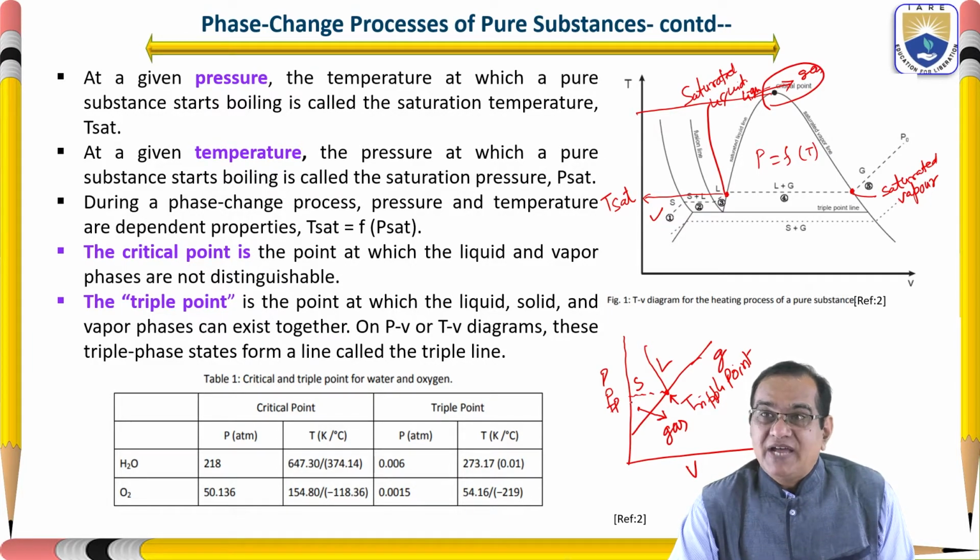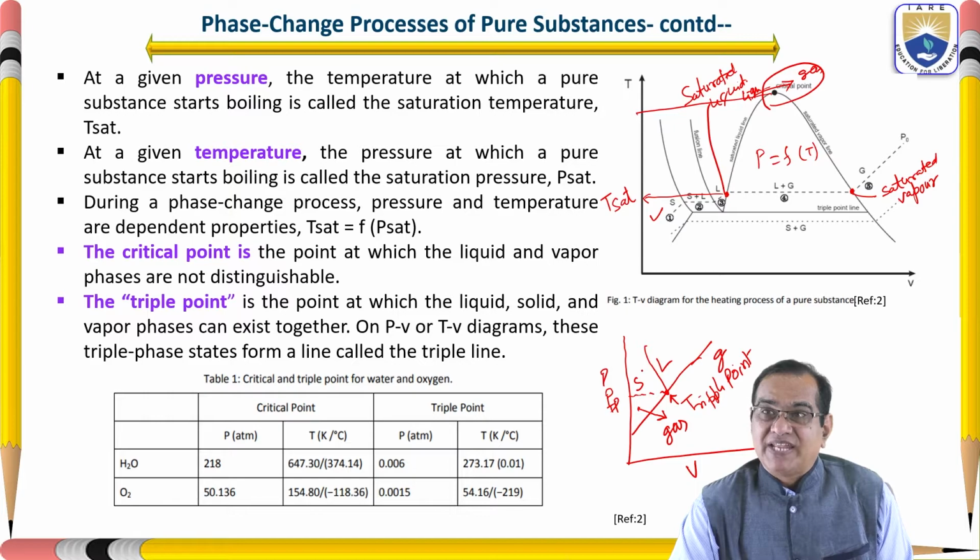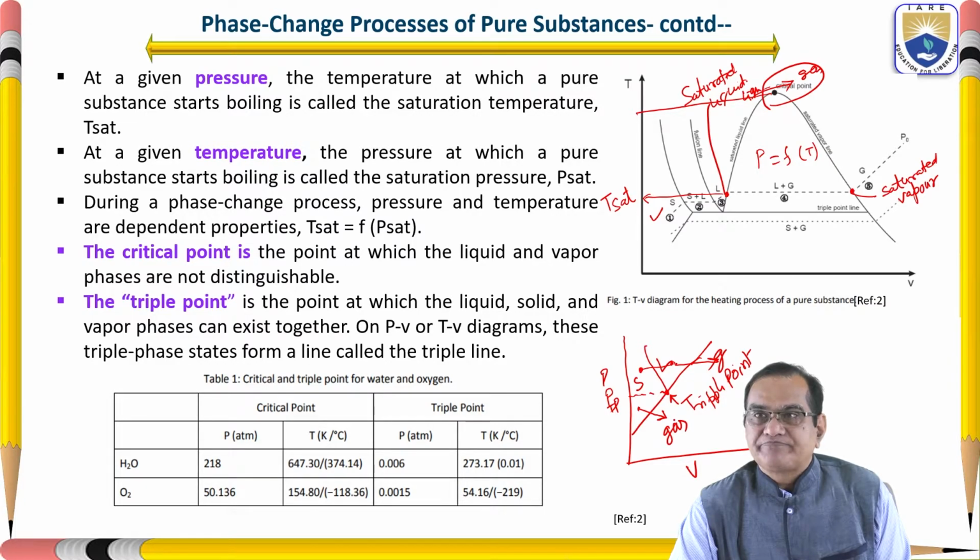But if the pressure is more than this critical pressure, or this triple point pressure, somewhere here, first it will go to liquid, and after that, with more heat, to vapor. So solid, liquid and vapor. But if the pressure is less than this and you give heat, it will go to gas directly. So this is very important.